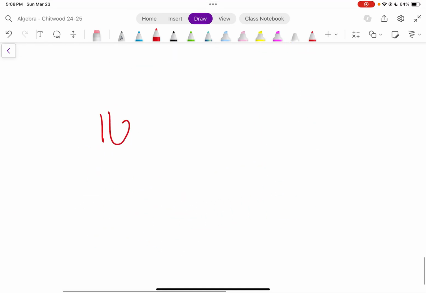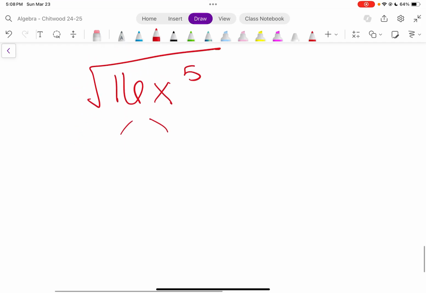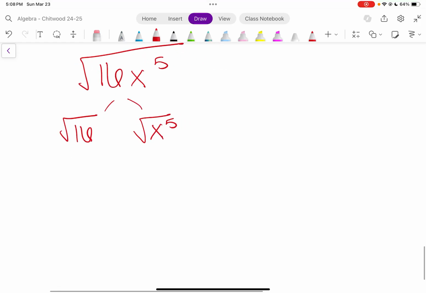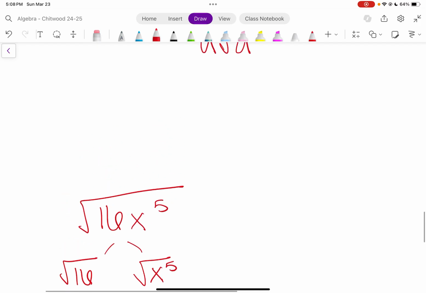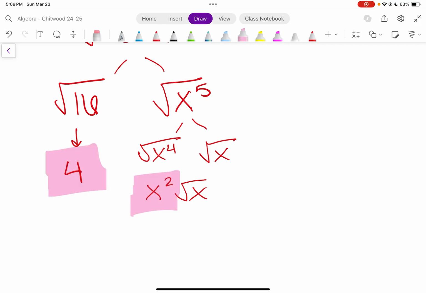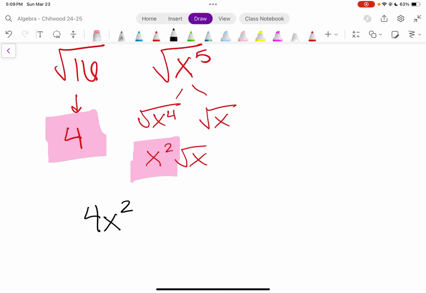If I have 16x to the power of 5, all under the square root, you want to break it up into the variables and the numbers. I have a square root of 16, square root of x to the power of 5. The square root of 16 will become 4. If I have an odd number as my exponent for a variable, that's when you have to break it up into the greatest even amount, which is x to the power of 4, and the odd amount, which is x. Since I have an even exponent, I can divide it by 2, so I get x to the power of 2, square root of x. You write your number slash variable not under it first, 4x squared. Then whatever is under the radical goes after, square root of x.